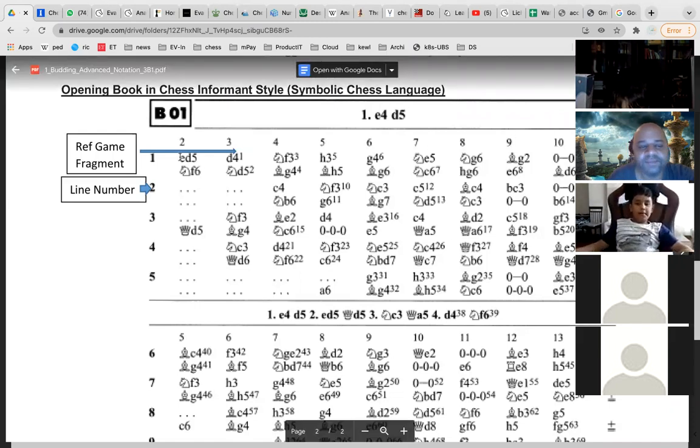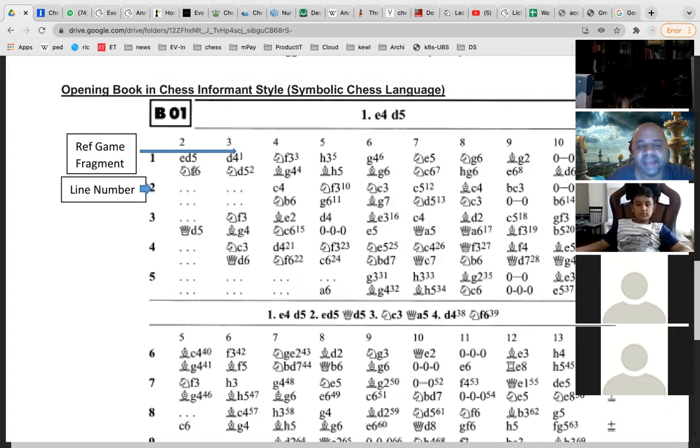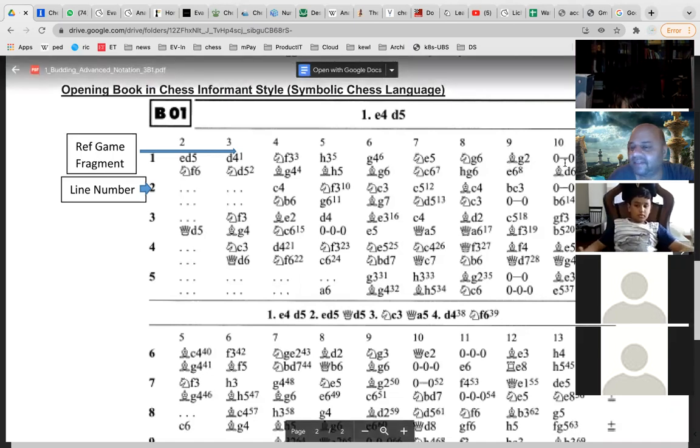After E4, D5, it could be E D5 and knight F6. Each one, E D5 is white's move, knight F6 is black's move. D4 is white's move, knight to D5 is black's move. So it goes horizontally like this.